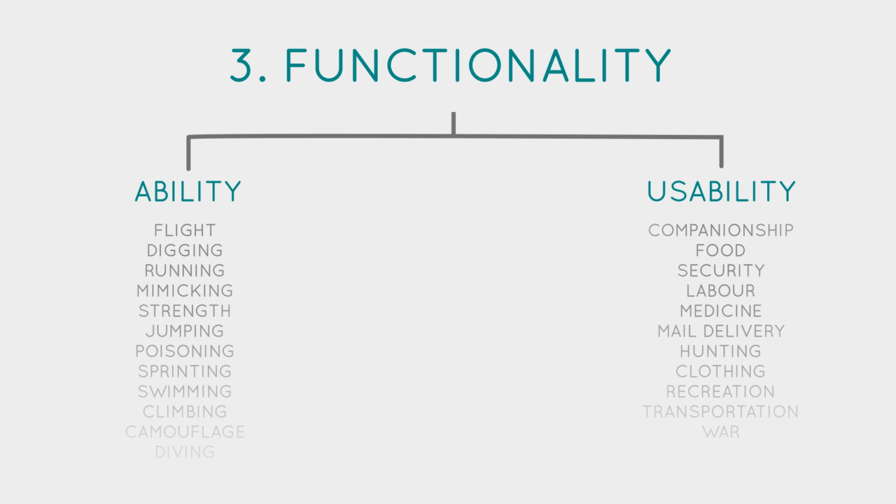For usability we have companionship, food, security, labor, medicine, etc. Let's look at a few interesting ones and see how it is expressed through their design.